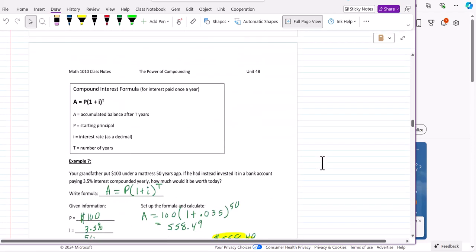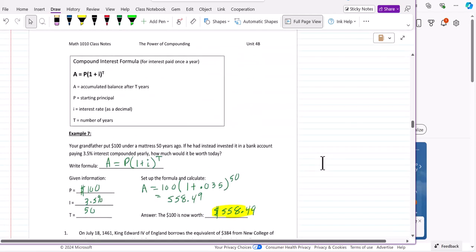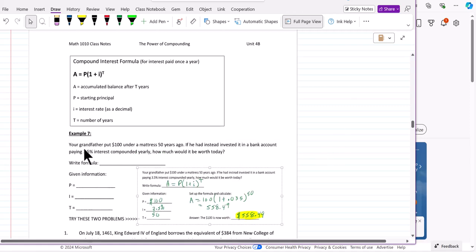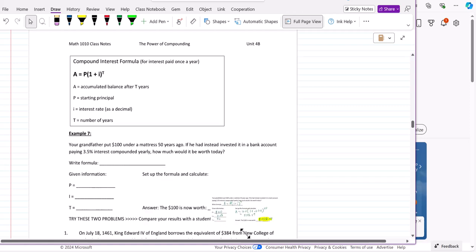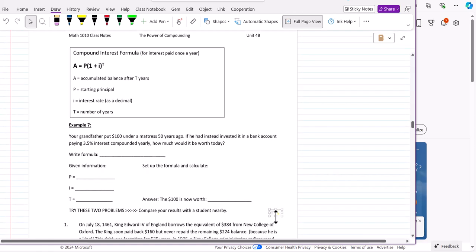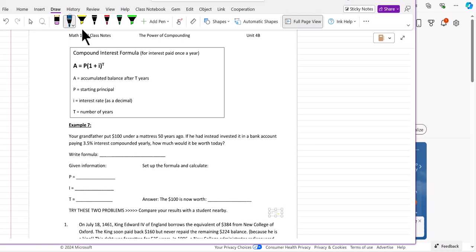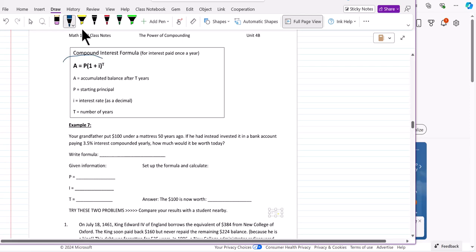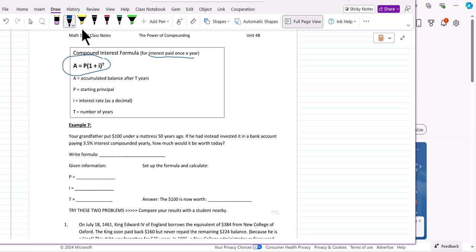Now, here is a general compound interest formula that I'm going to show you how to use in the next couple of cases, because I want to get started here. So this is a general compound interest formula for when interest is paid once a year. We'll look in a little bit at what happens when you do interest more than once a year, okay? So the way that goes is this.